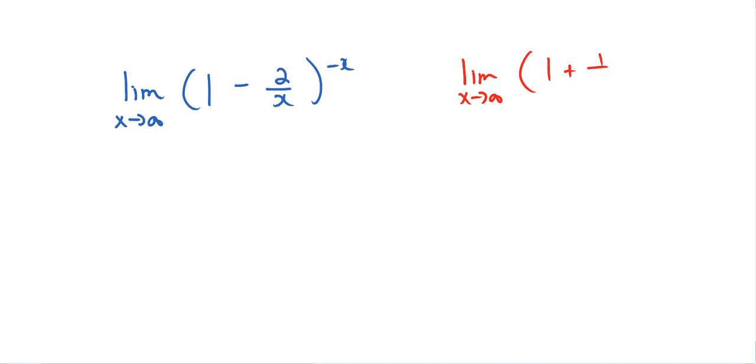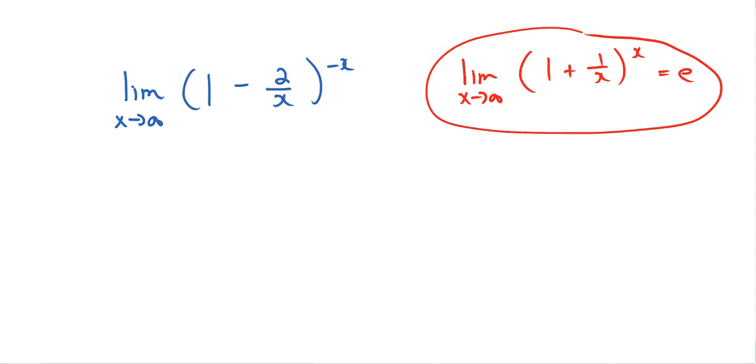Now I have the limit as x goes to infinity of (1 minus 2 divided by x) to the power of negative x. Okay, now once again for this problem we need to use this identity here. The limit as x goes to infinity of (1 plus 1 over x) to the power of x equals e. I'm going to try to use this identity with the idea that this 1 over x and this x are reciprocals.